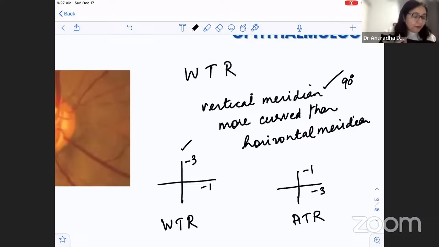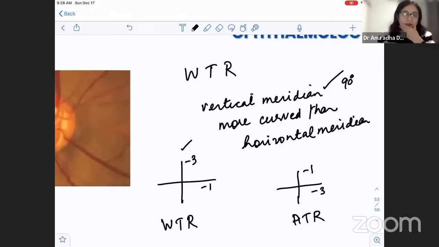Marcus Gunn pupil is a relative afferent pupillary defect, seen in diseases of the optic nerve and some diseases of the retina. For example, optic neuritis, anterior ischemic optic neuropathy, toxic optic neuropathy, central retinal artery occlusion, retinal detachment. In those cases, the pupil dilates when the torch light is shown on the abnormal eye. When the torch light is shown on the normal eye, the pupil constricts, but when it is shown on the abnormal eye, it dilates.